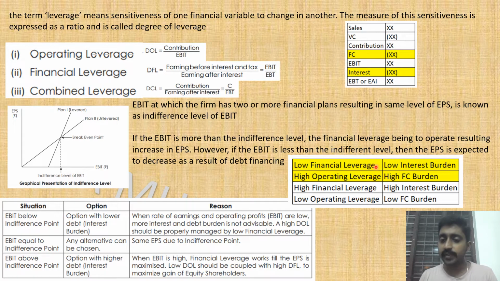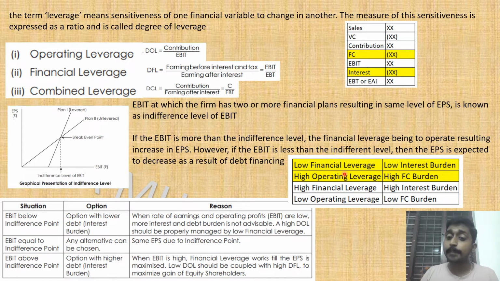Next there is one more crux that we have to break. Low financial leverage means the company has a low interest burden, and high operating leverage means a high fixed cost burden, because operating leverage is contribution over EBIT. Ultimately, the concept is managing the fixed cost. When it comes to financial leverage, the two factors are EBIT divided by EBT, so interest is the main factor of concern.